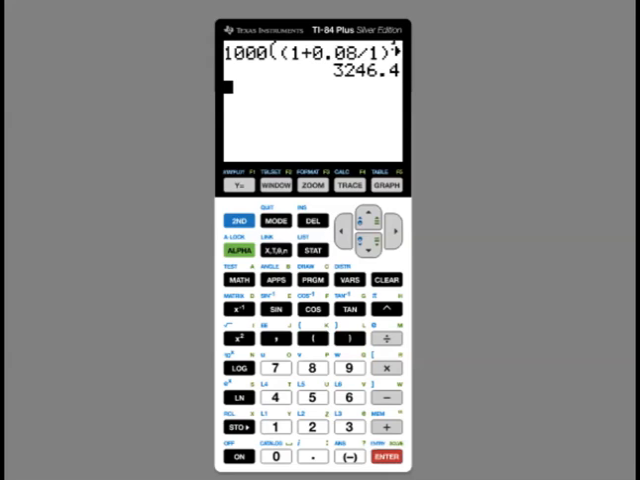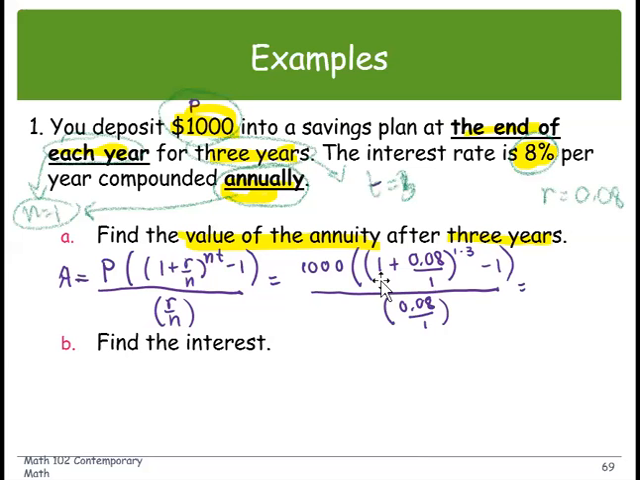Hit enter, and we will get 3,246 and 40 cents. So we get the number 3246.40 as the value of the annuity after 3 years, if you put $1,000 at the end of the year for 3 years with the rate 8%. Next part, we're going to find the interest.